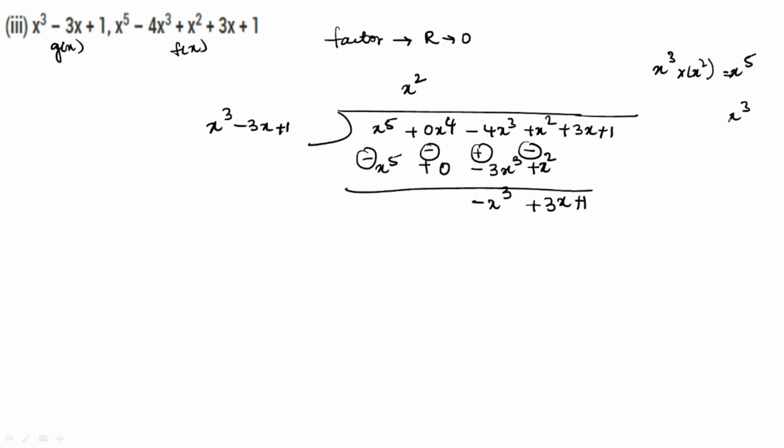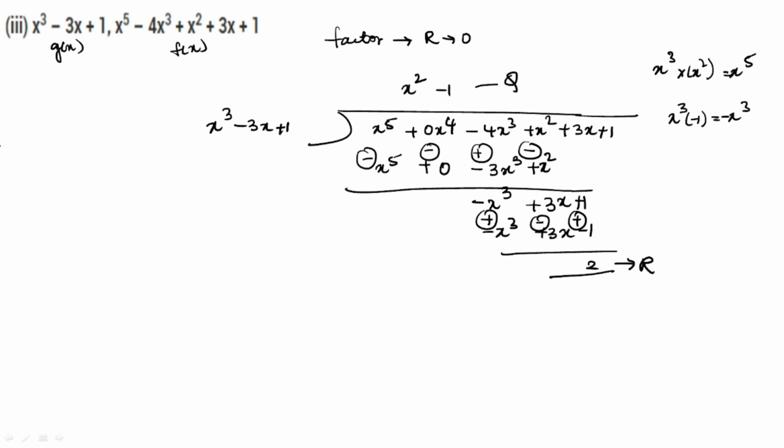So minus x cube here and x cube here. So you will have to multiply it with minus 1 to make it equal. So x square minus 1, it becomes minus x cube plus 3x minus 1. So when signs alter, so we will be left with the remainder of 2. As remainder is not equal to 0, g of x is not a factor of f of x. So this is verified by using the division algorithm.